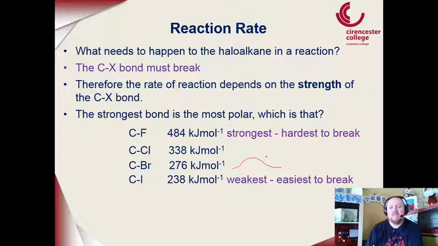There we are. If this is the carbon-fluorine activation energy, this, for example, would be the carbon-iodine activation energy. So we can see that more particles would have the correct energy to break that, so therefore the rate of reaction would be faster.